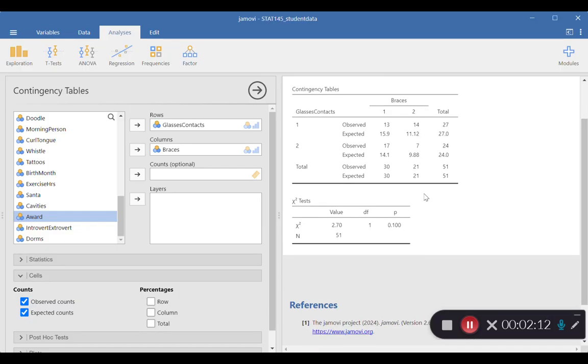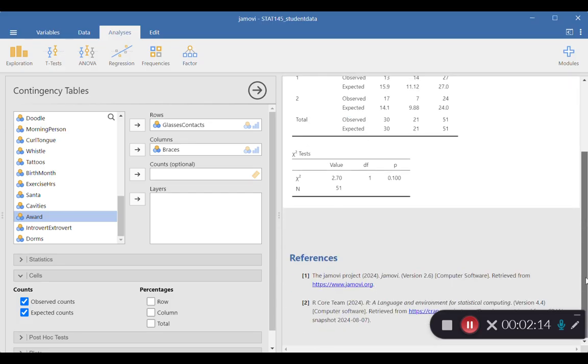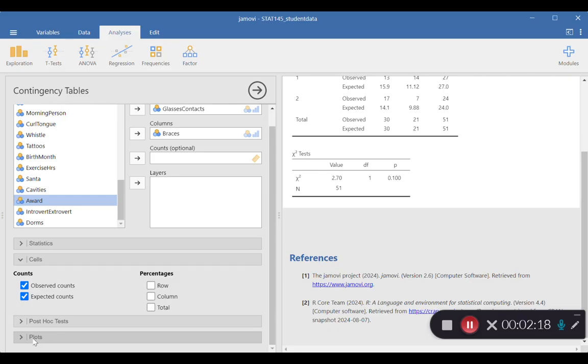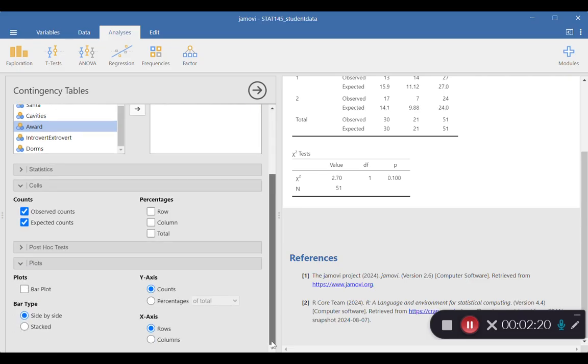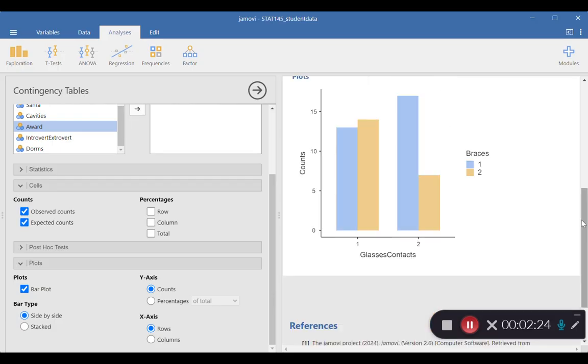You also, if you want a visual of what the data looks like, kind of going back to the beginning of the course where we were graphing, is if you look under plots, we can check the option here for bar plot. And what that will do then is give us a plot of our data from our samples. So we can kind of get that visual that way as well.